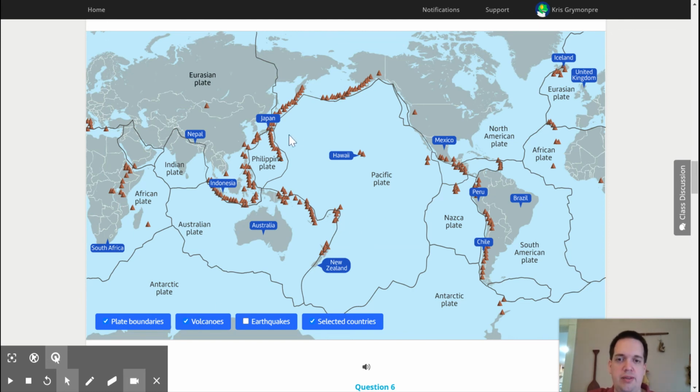Do you notice how the Pacific Ocean kind of has almost like a circle? It's not really closed at the bottom, but this ring of volcanoes right here, that's called the Ring of Fire. You'll learn about that later.